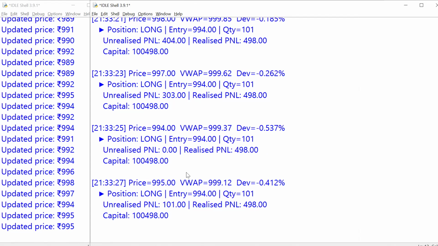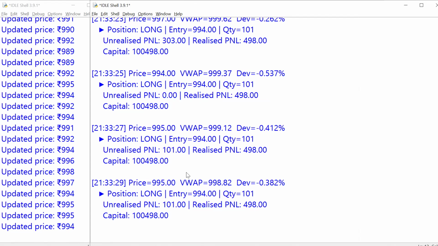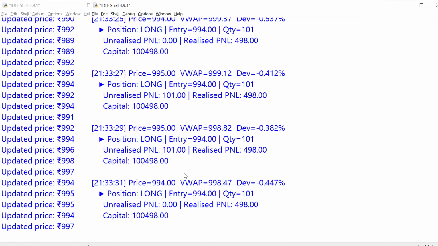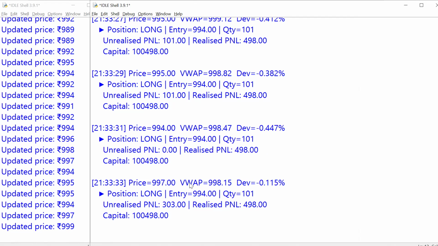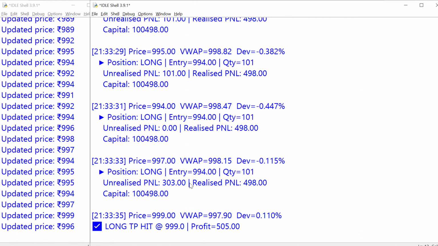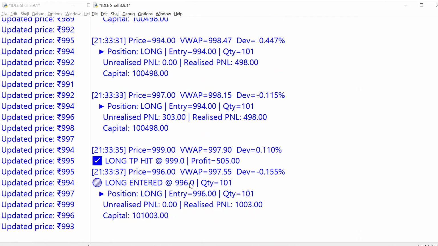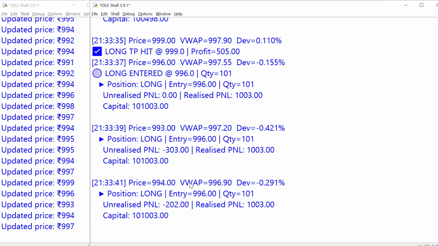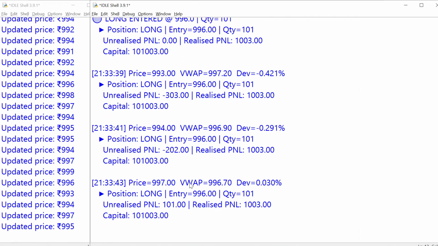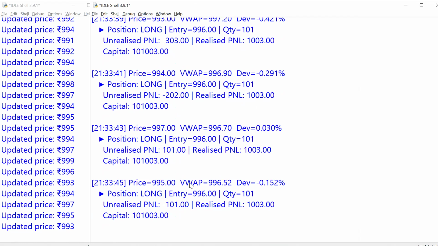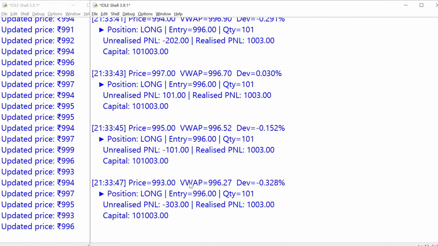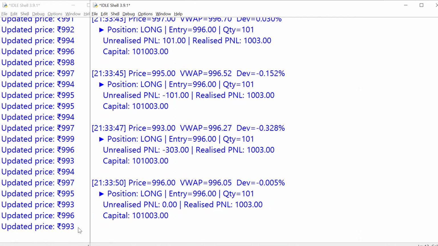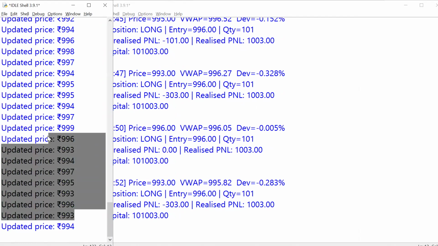See, the beauty of the algo is that VWAP is continuously changing per tick, and if the price is below that, we are going to take a long or short position. The long position SL is hit. It's completely fine. Now the target position is reached. So we are in a realized profit of 1000. See the beauty. The price is trending in some range, so that's why the VWAP is working very nicely.